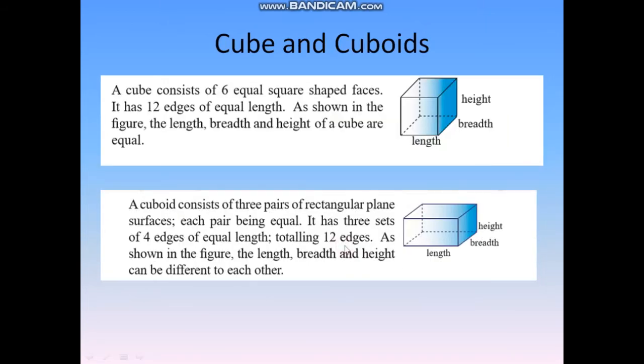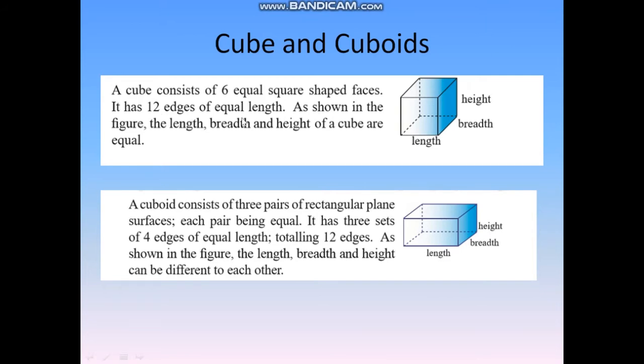In this lesson, we are mainly focusing on the volumes of cubes and cuboids. First of all, let us see what cubes and cuboids are. A cube is, just remember, a square-shaped one. That means all the 6 faces are square-shaped and they are equal to each other.